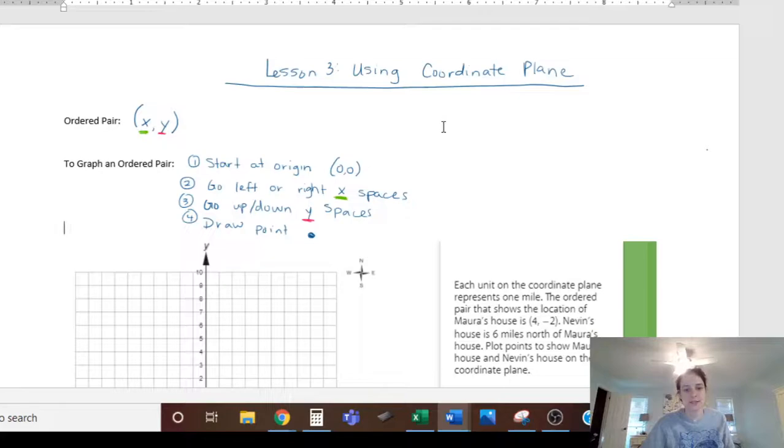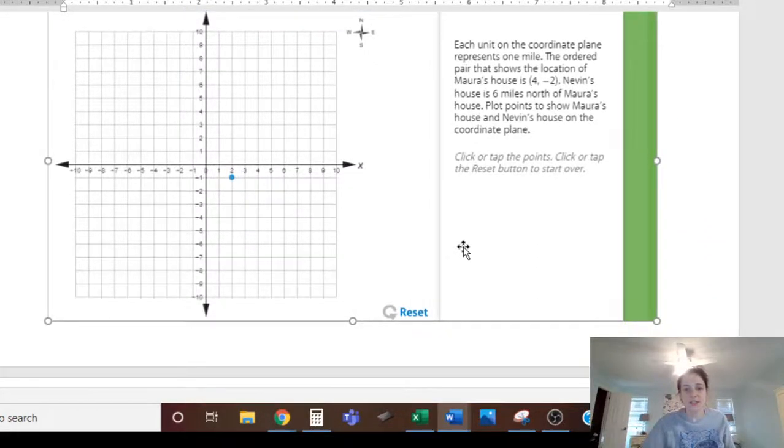All right, let's look at an example of this. Each unit on the coordinate plane represents 1 mile. The ordered pair that shows the location of Maura's house is 4, -2. Nevin's house is 6 miles north of Maura's house. Plot points to show Maura's house and Nevin's house on the coordinate plane.